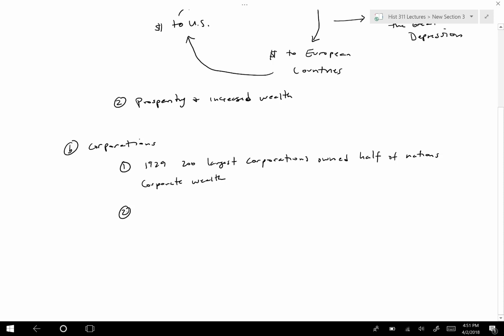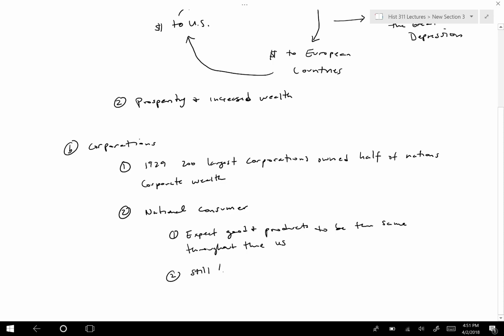The consequence of this expansion was really more of a national consumer. And what national consumer means is that you could expect goods and products to be the same throughout the US. Now, not everything, and it's still not today. Okay, so there are still local markets. I don't want to make it seem like there aren't.